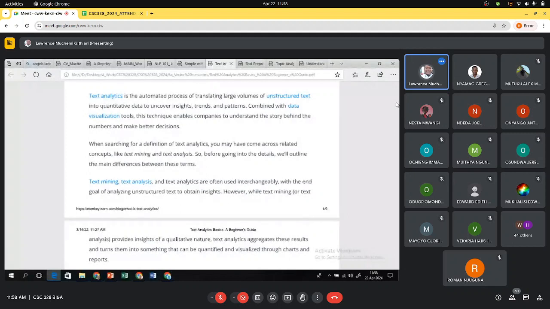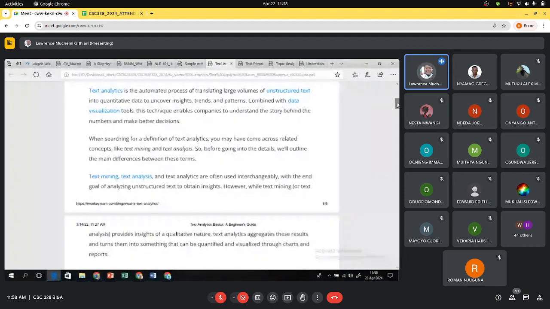So when searching for the definition of text analytics, you may have come across related concepts like text mining, text analysis. But before we go into the details, we will outline the differences between these terms, because you might find that people who have not gone to school properly cannot tell the difference between these terms. But for us, we want to learn what's the difference.